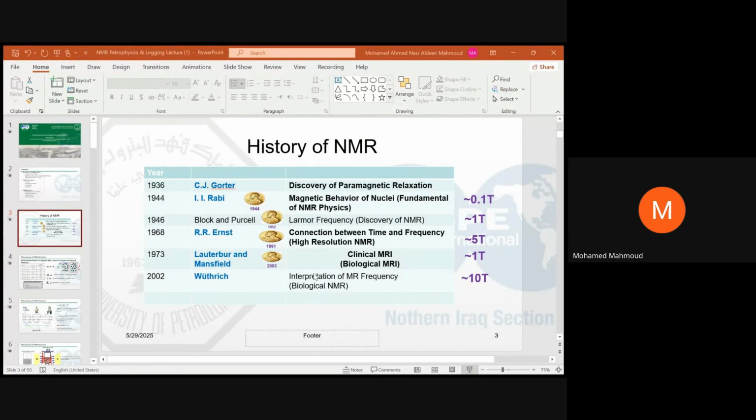Also, the magnetic field affects the application and measurements in oil and gas.